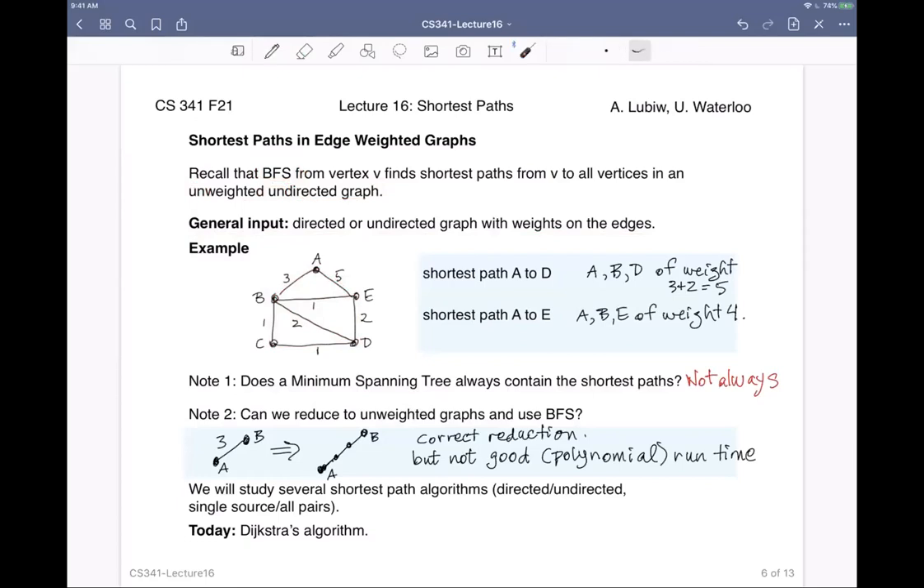Okay, so let's move on to some good shortest path algorithms. We're going to study directed, undirected graphs, single source, all pairs, and I guess I should add here non-negative or arbitrary edge weights.